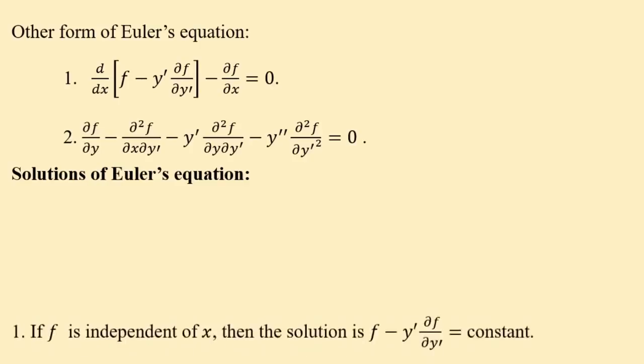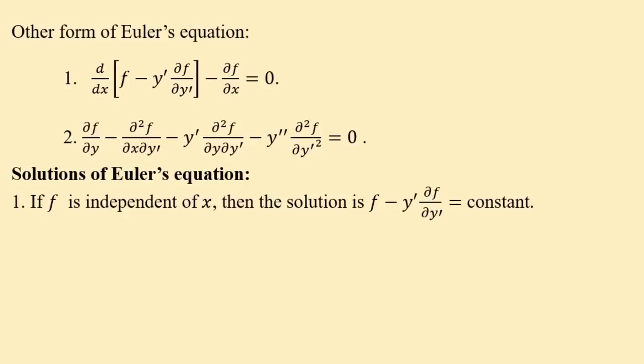Also, suppose f is independent of x, then the solution is f minus y dash into dou f by dou y dash equal to constant, because if it is independent of x, the partial derivative of f with respect to x is 0. This part is 0, not the total derivative, the partial derivative is 0. Therefore, take dx to the right side. So d of f minus y dash dou f by dou y dash is 0. Integrating, we will get f minus y dash dou f by dou y dash is constant. So remember only this. This becomes the Euler equation if f is independent of x.